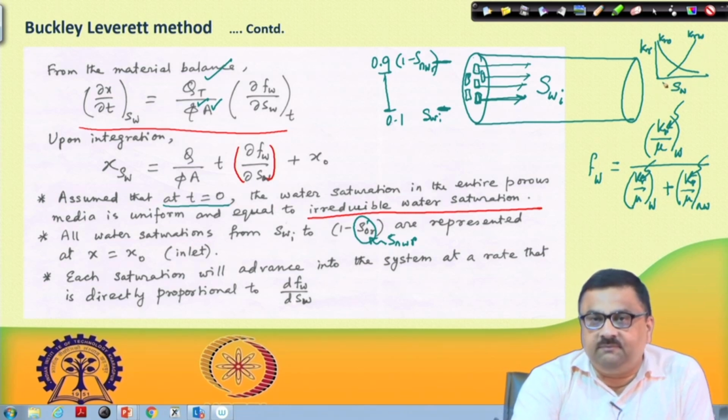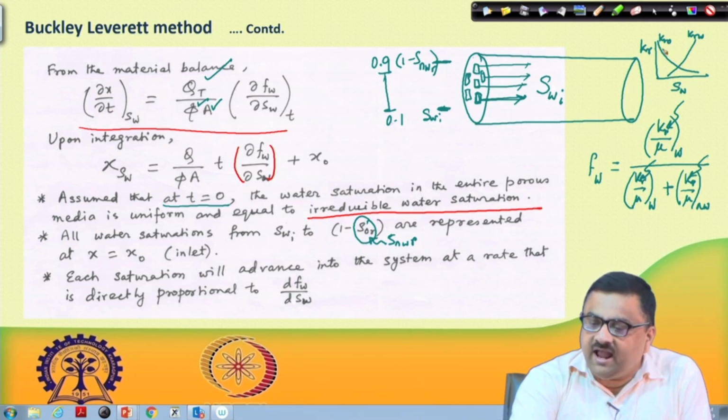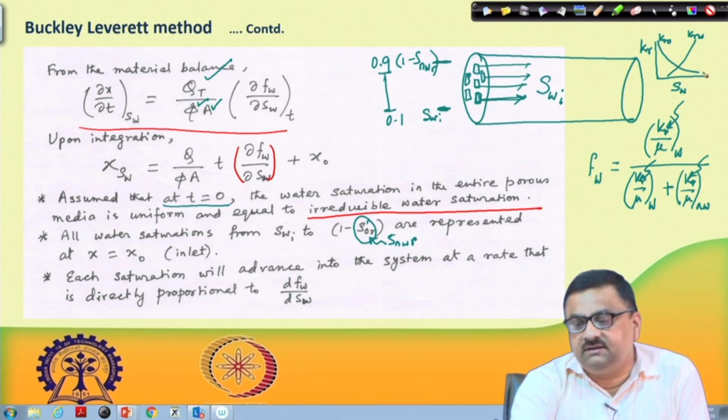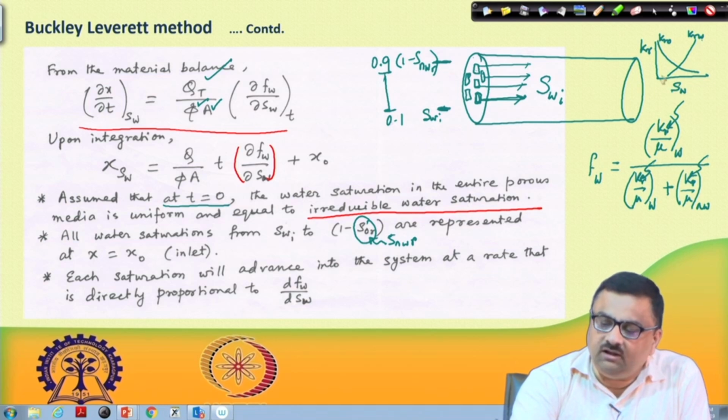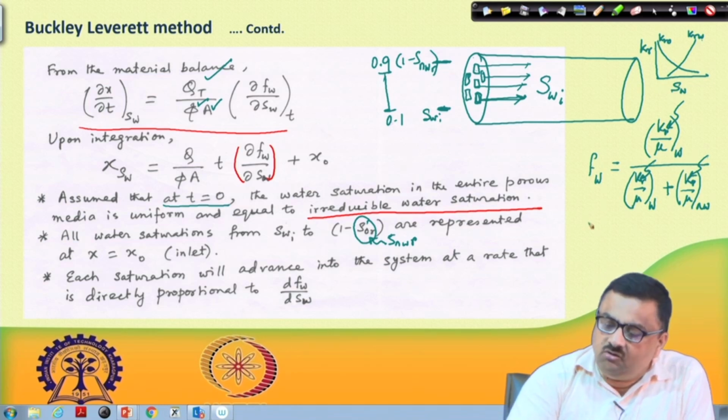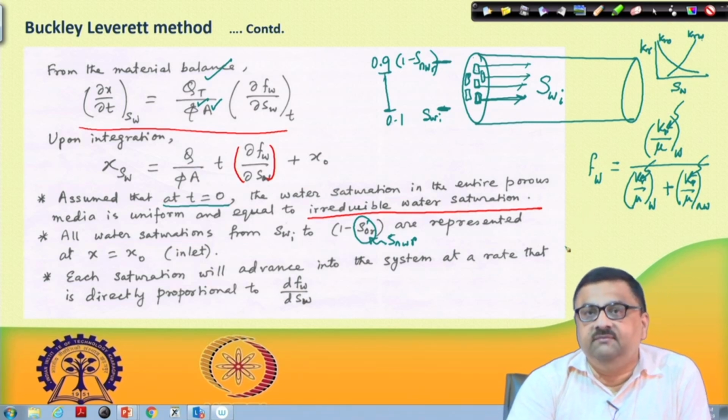That pathway would be available, so relative permeability would be higher. So now we have some expression, some empirical relation. We have KRO as a function of SW and KRW as a function of SW. We already know this. So we can put those equations here and we can find out what is FW versus SW, what is the relation.